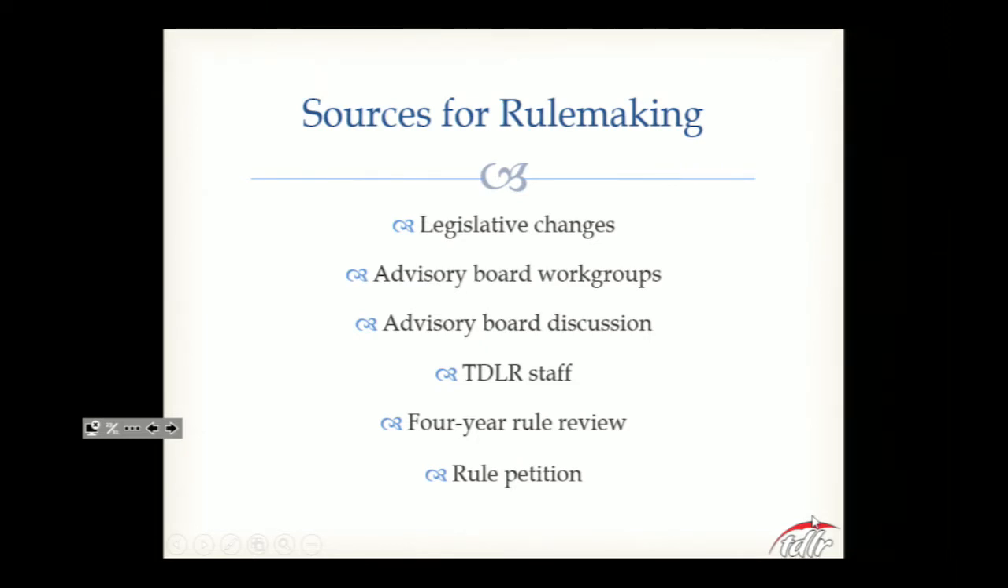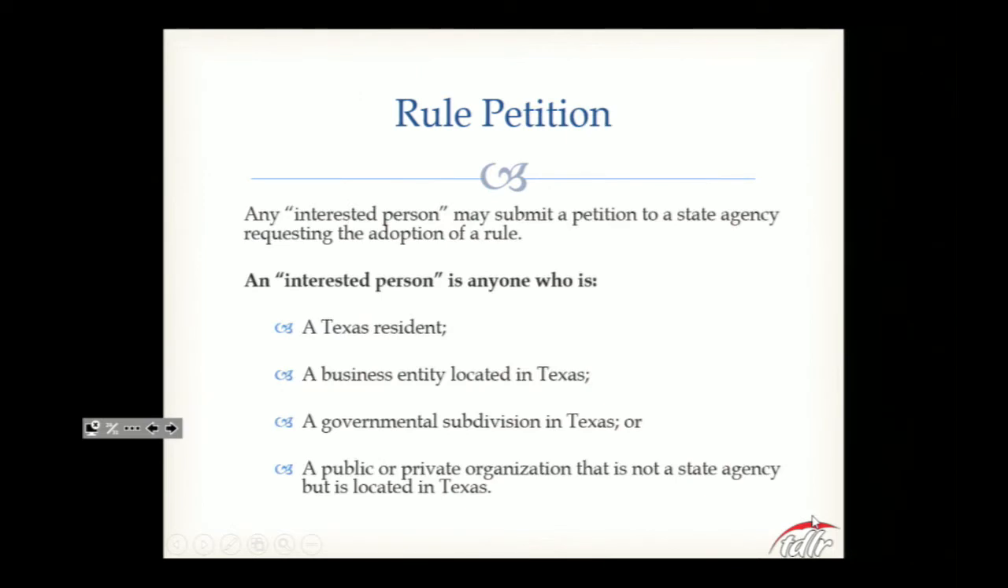There's also an interesting creature called the Rule Petition. Now, the Rule Petition, any interested person may submit a petition to an agency asking for the adoption of a rule. We have some TDLR rules that govern what those petitions look like. Essentially, what it boils down to is provide us with a proposed rule and the rationale for the rule. And any interested person is anyone who's a Texas resident or business entity located in Texas.